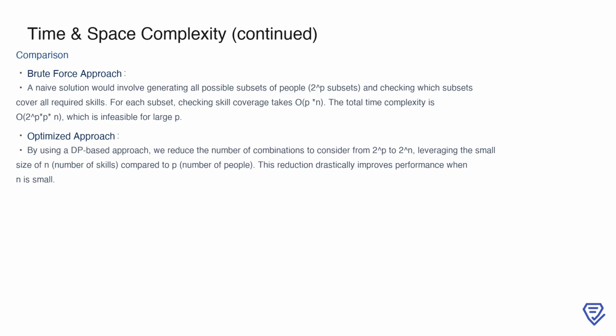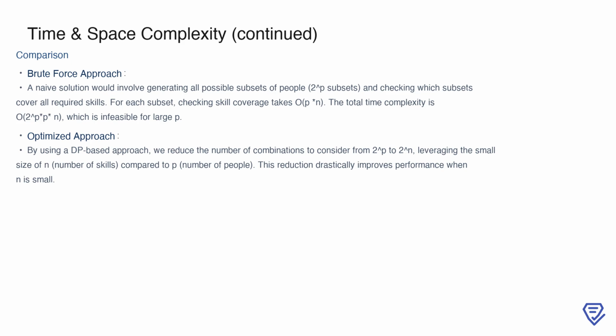To put this into perspective, let's compare the optimized approach to a brute force method. A naive solution would involve generating all possible subsets of people, which is 2 to the power of p subsets, and checking if each subset covers all required skills. For each subset, the skill coverage check would take p*n, leading to a total time complexity of 2^p times n. This approach becomes infeasible for large p due to the exponential growth in the number of subsets.